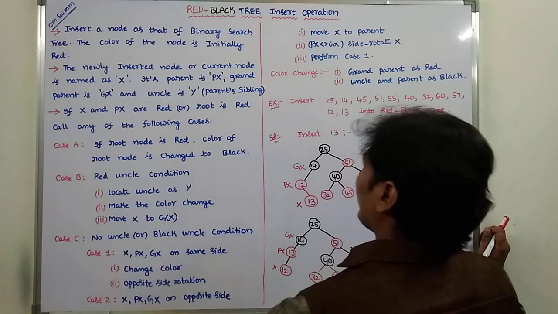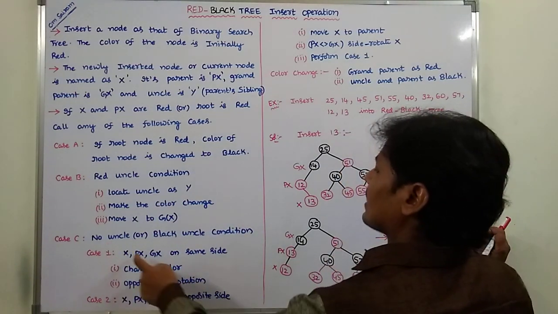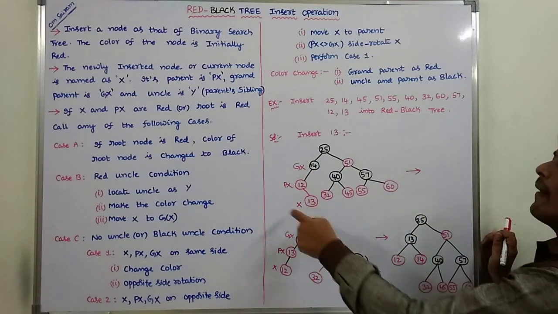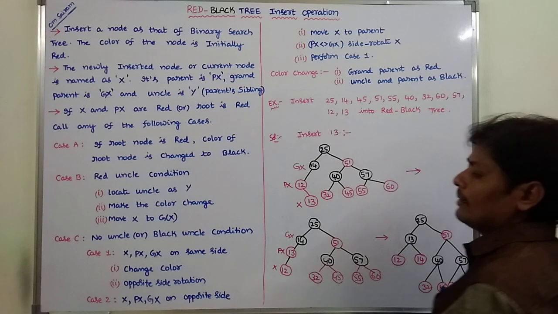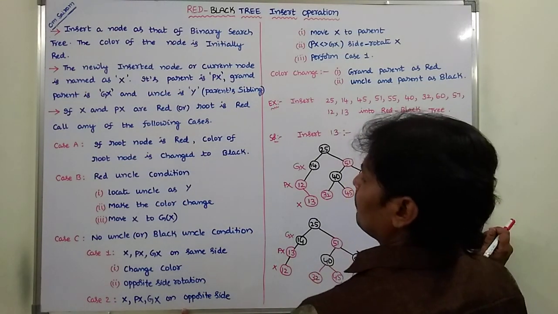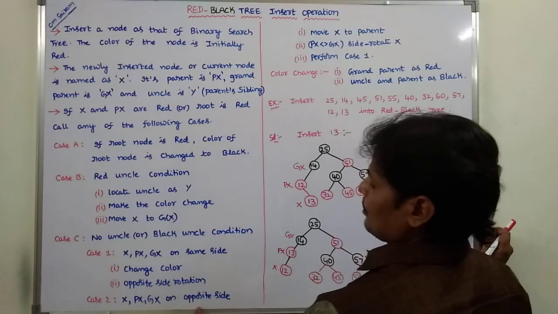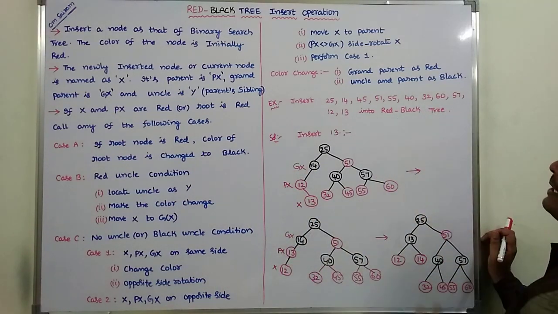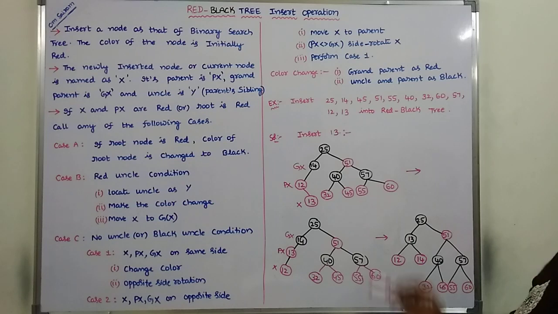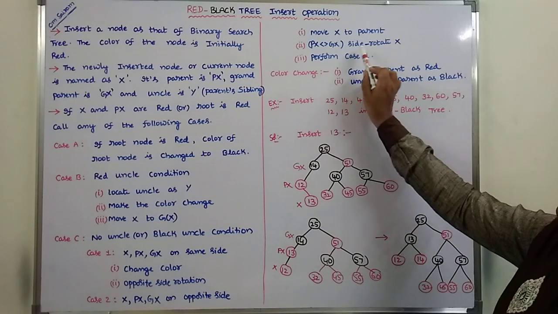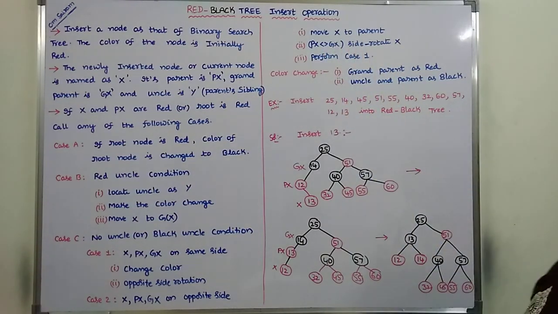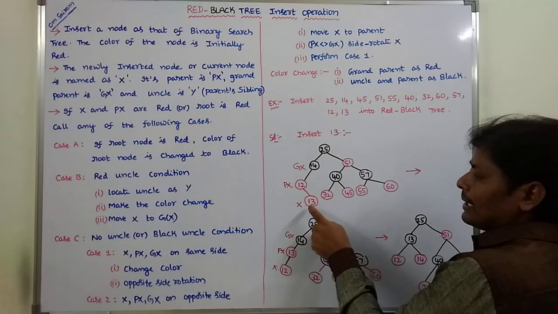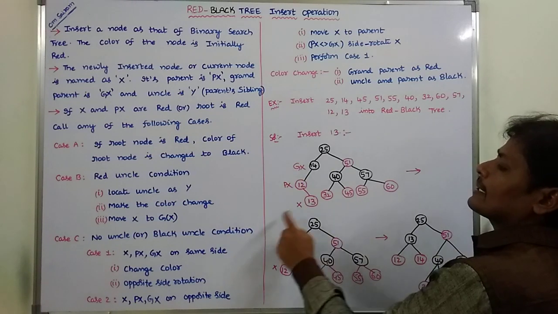Then which case we have to use? Case 1 is x, px, gx on same side. No, x, px, gx are on opposite side. So then go for case 2. Case 1 is false, then go to case 2. Case 2 is x, px, gx on opposite side. Move x to parent. So rotate x to px, gx side. Okay, so move x to px. So that means rotate x to px, gx side.